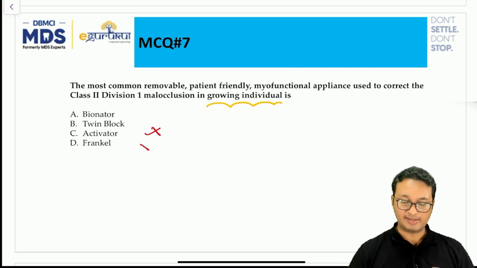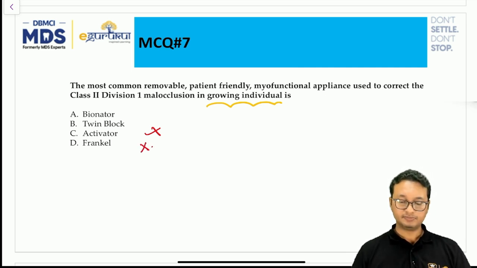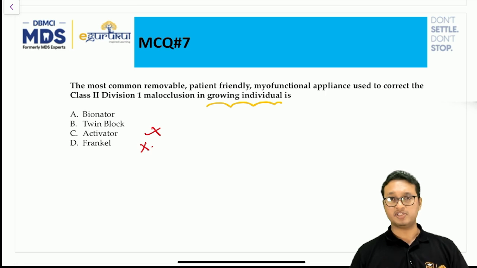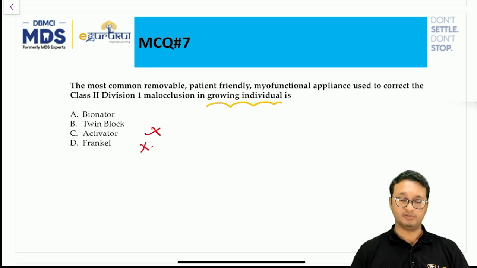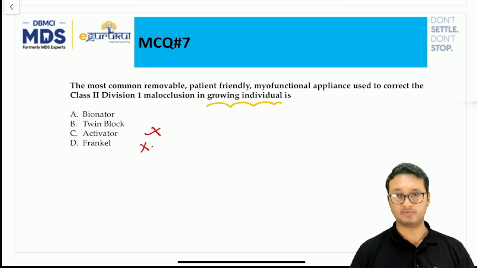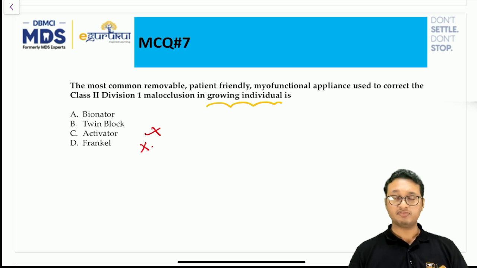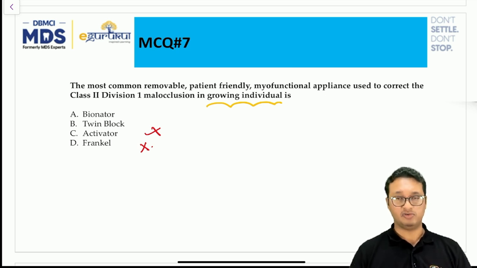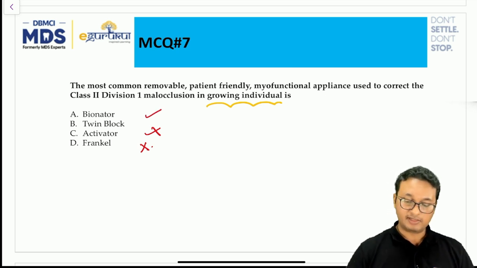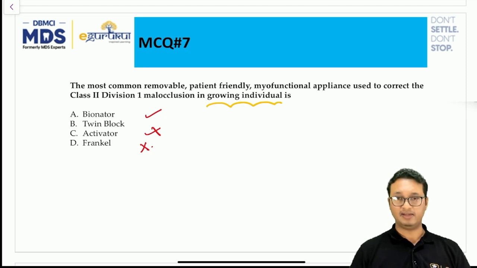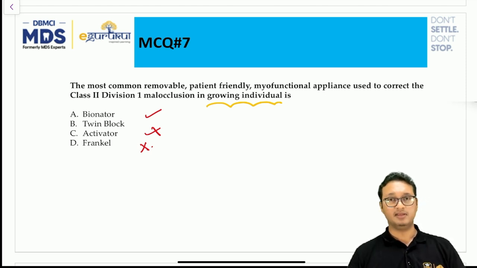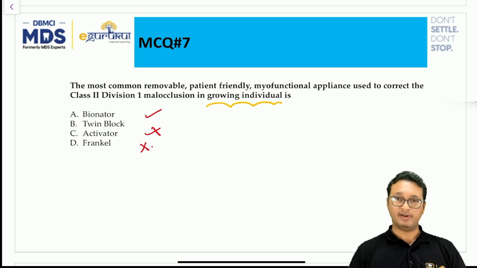Frankel appliance, again, is not the right answer because it's a very bulky appliance and it is actually very difficult for the patient to wear the appliance full time. So we are heavily dependent on the compliance from the patient side. That's why Frankel appliance is also not very well tolerated. Bionator is a better appliance than both of these. It is a less bulky appliance and it can be well tolerated as well.